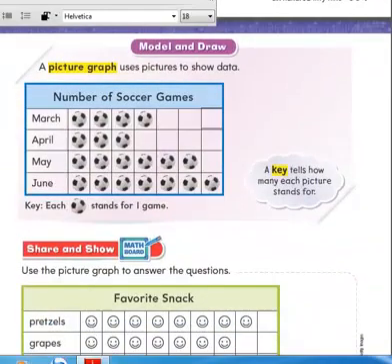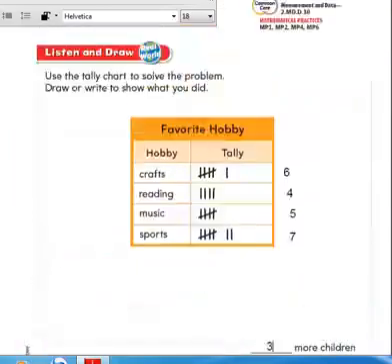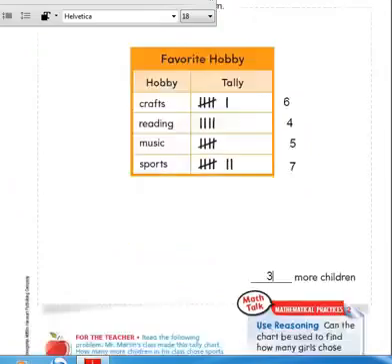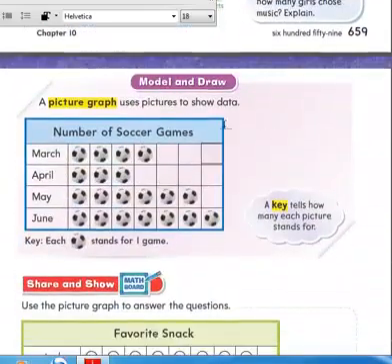Now let's see page 660. Here a picture graph uses pictures to show data. So in this chart I use the pictures to represent the numbers, right? Instead of using the tally marks like here to represent the numbers. We said data means information, like people, maybe ideas, maybe numbers. All of these are information or data.